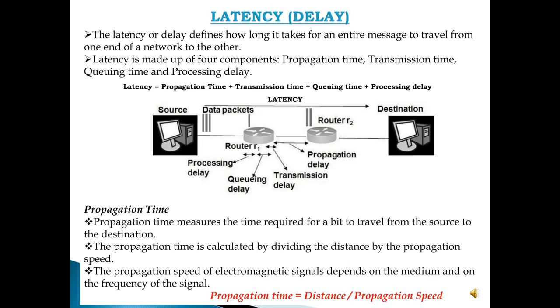Next we have latency or delay. The latency or delay defines how long it takes for an entire message to travel from one end of a network to another. Latency is made up of four components: propagation time, transmission time, queuing time, and processing delay.